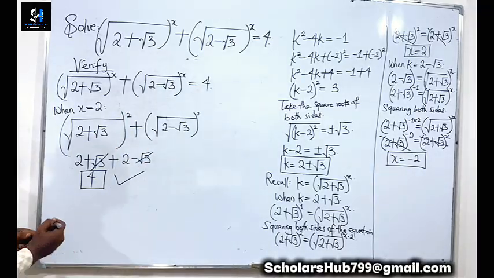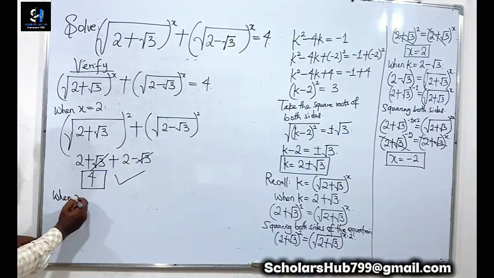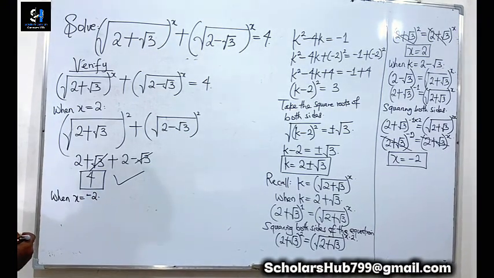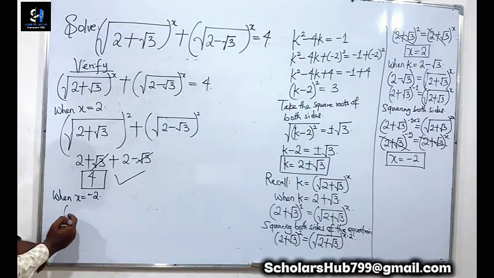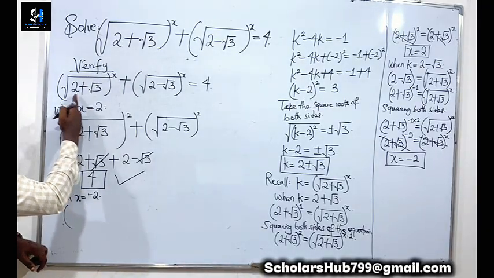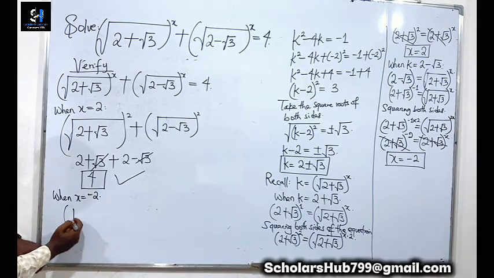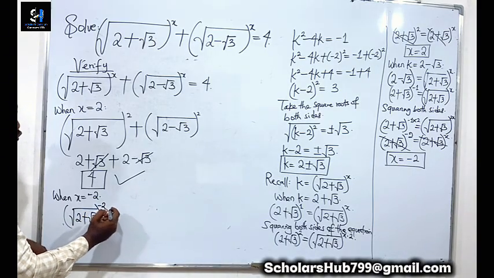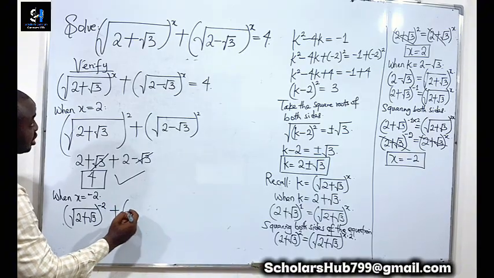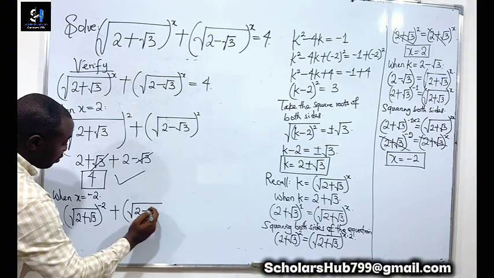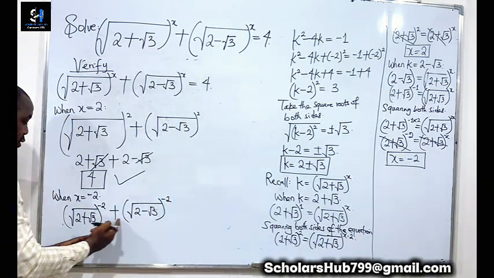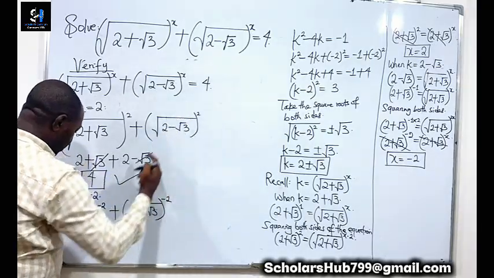Again, when x is equal to minus 2, I'm going to raise this to the power of minus 2. So this will be radical 2 plus root 3 raised to the power of negative 2, plus radical 2 minus root 3 raised to the power of minus 2. Now, if we add these two together, are we going to get 4?